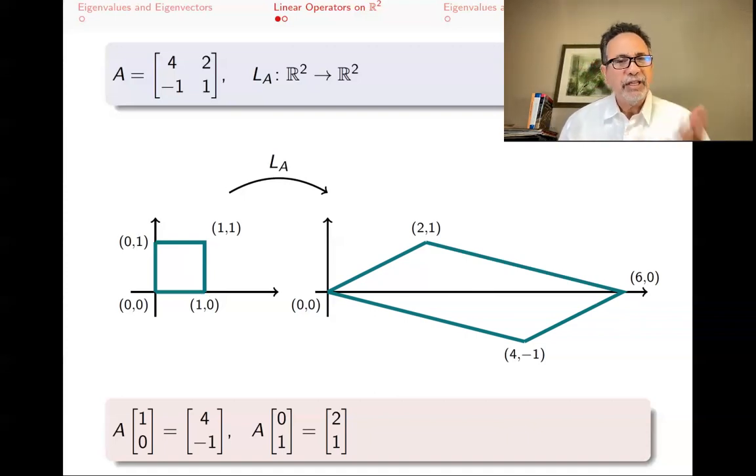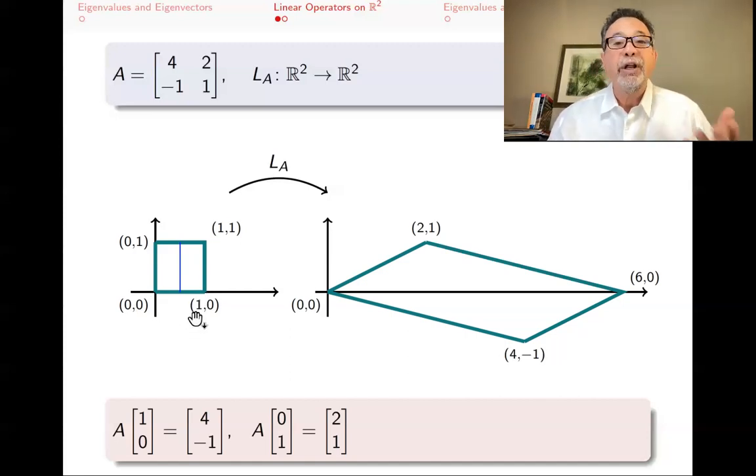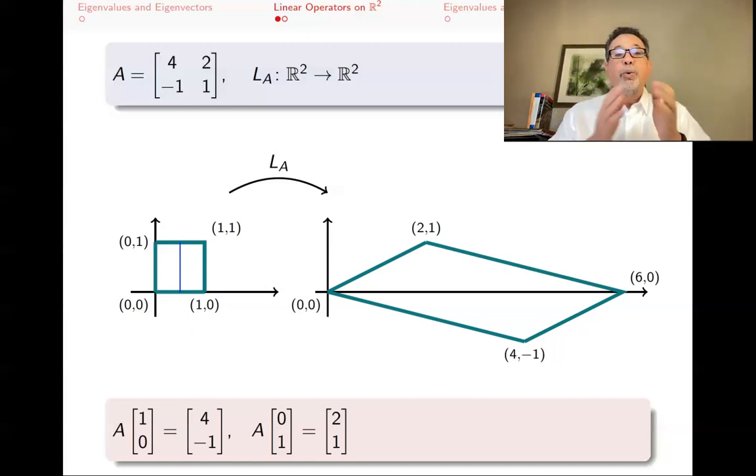Okay, but we can actually say a little bit more. So what about the line that goes right through the middle here from the point (1/2, 0) to the point (1/2, 1)? Well, this point in the bottom here, the point (1/2, 0), is the average of the origin and (1, 0). Or you can think of it as 1/2 times (1, 0). And because this is a linear transformation, L_A is a linear transformation, 1/2 of (1, 0) goes to 1/2 of where (1, 0) went. And so that point goes to the middle of the line between (0, 0) and (4, -1). And the same with the top point.